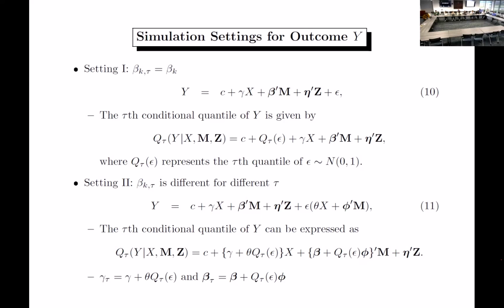And in setting 2, we have a different beta_k(tau) for different tau. What we do is, for the error term, we add this term to make it heteroscedastic. So the error variance will depend on x and m. If we do that, we can derive this q_tau. You see here, before x we have a tau, and before the other term we also have a tau. If we define this gamma_tau equals this one, and this beta_tau equals this one, then we have different beta for different quantiles. So in this setting, beta_k(tau) is different for different quantiles.